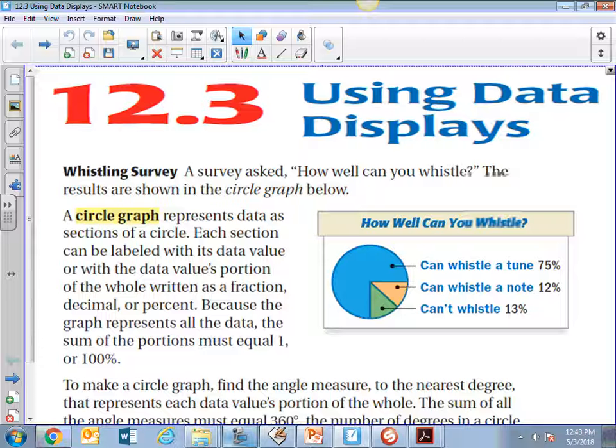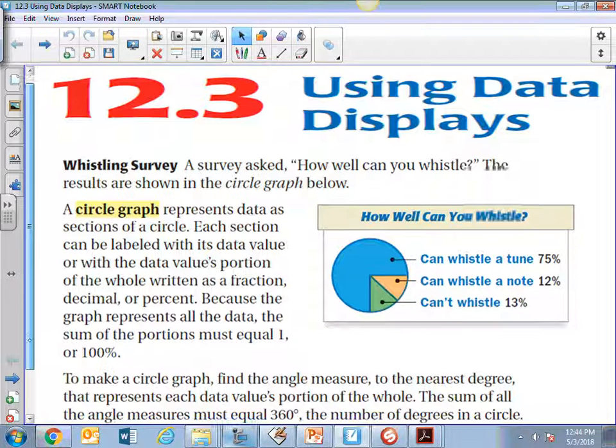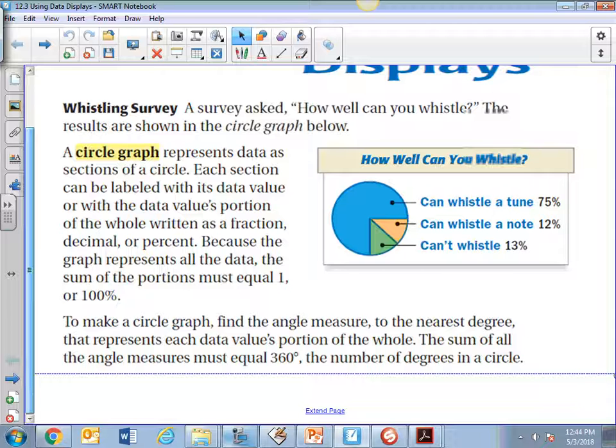We're also going to do a line graph too. That's what this lesson sticks to, and then it asks you some questions on different data displays, which we'll hit towards the end here. It says a circle graph represents data as sections of a circle.